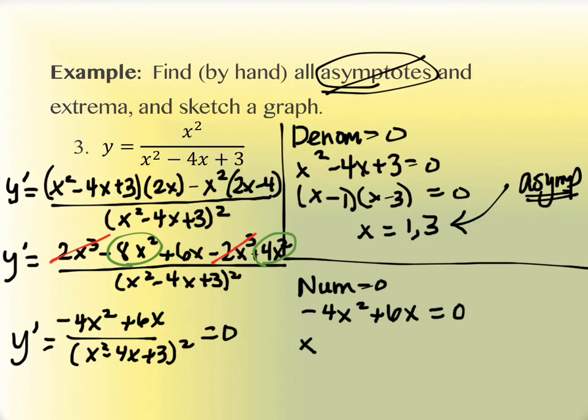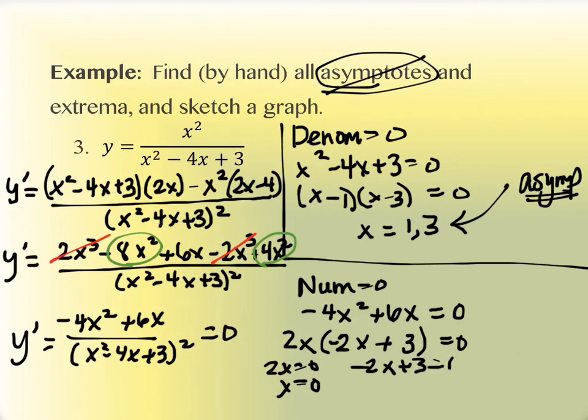plus 6x equal to 0. And yeah, factoring out an x would be helpful. Anything else I could factor out? A 2 might be helpful. You could factor out a negative if you wanted to. We won't, but then that would leave me with, what, 2x times negative 2x plus 3. So I've got 2x equal to 0, so x is 0. And negative 2x plus 3 equal to 0. So what does x equal for that one? Positive 3 halves, actually, on that one. Yeah.